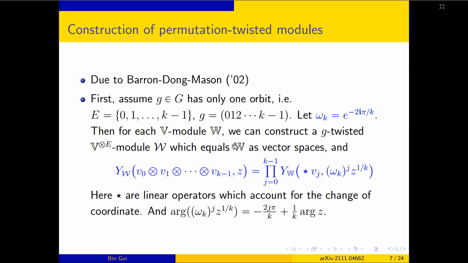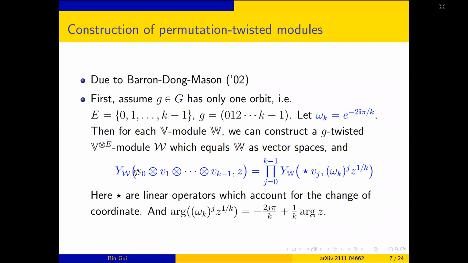So now let us choose this W to be a V module, and on this same vector space, we can define a G-twisted module structure on V tensor E. So these two W are equal as vector spaces, but they are not equal as modules. This is the V module, and this is the G-twisted V tensor E module. On the right hand side, this is the vertex operator for W, and on the left hand side, this is a twisted vertex operator for this W. And these two vertex operators are related by this formula.